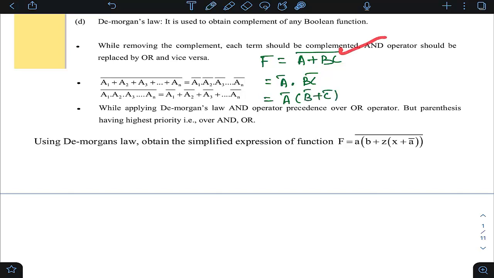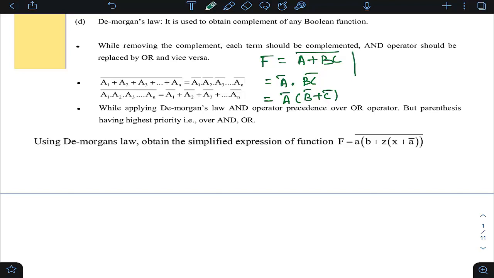So if I am removing this complement, this variable is complemented, this plus becomes a dot, and this part is complemented. Again, removing this complement, each variable is complemented, B bar, C bar, and BC, meaning B separated by a dot, is replaced by plus. So this is the answer. This is one way.